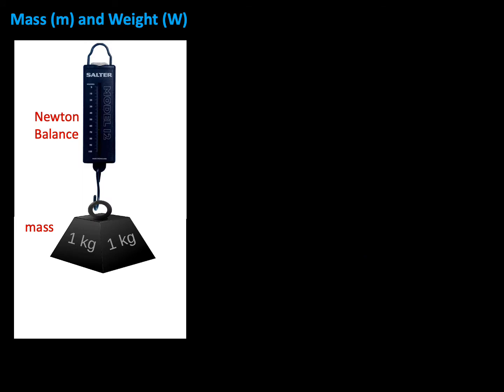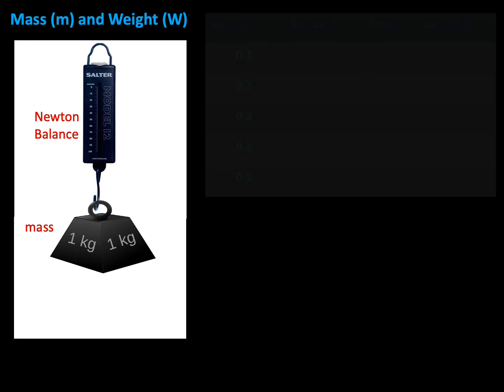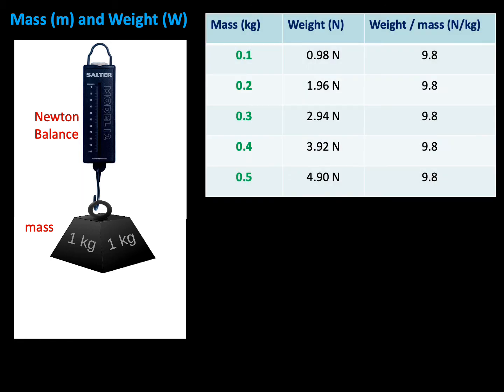You can do a very simple experiment to establish the connection between mass and weight simply by taking a Newton balance, which measures force, and adding various masses to it and recording the weight. A set of ideal results would be like this. You can see there, if we put a 0.1 kilogram mass on, we get a weight of 0.98 newtons. Now, a real Newton balance would have difficulty measuring to 100th of a newton, but these are ideal results.